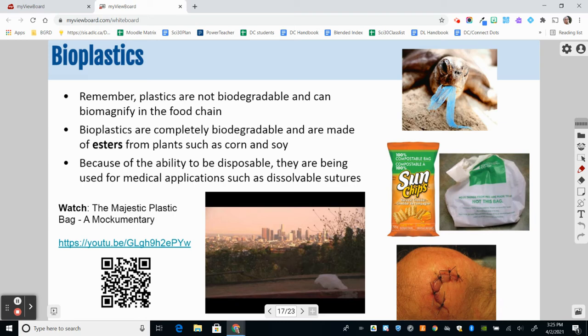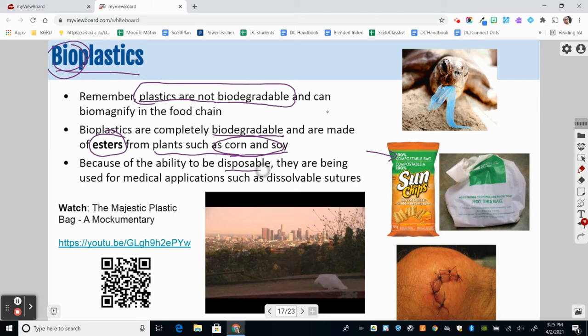Just a little side here on bioplastics. This is a type of ester. They are completely biodegradable and are made from plants like corn and soy. So you might see these compostable bags. That's what these are. Okay, they actually will break down and don't end up in the food chain. A lot of plastics are not biodegradable, but these bioplastics are, because they're made from corn and soy.